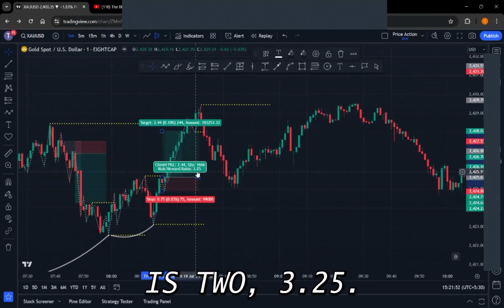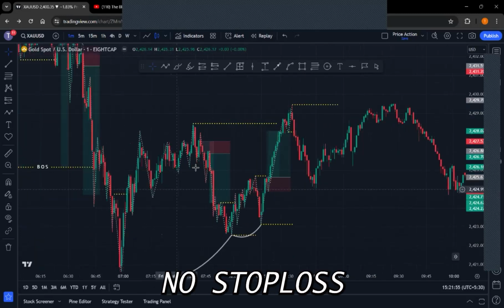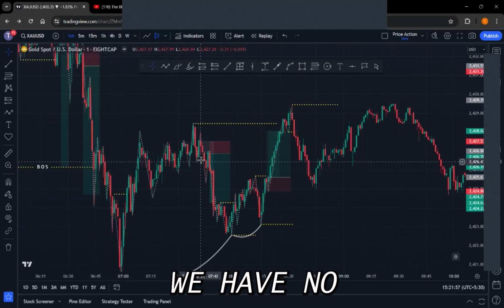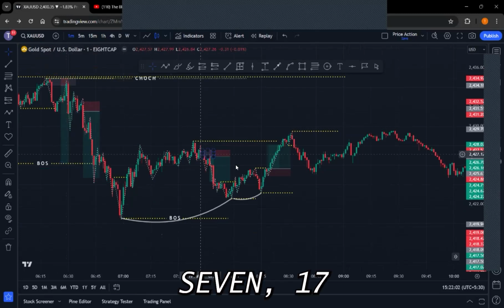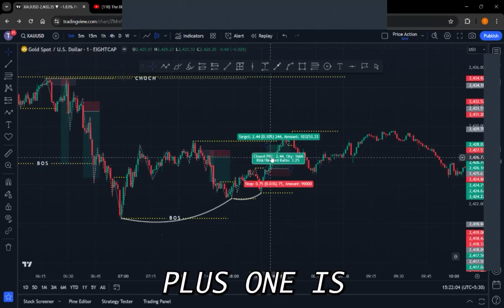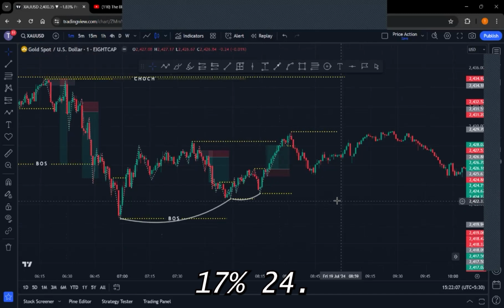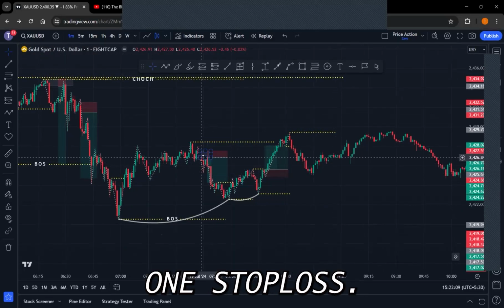So once my stop loss hits on this major inducement level over here, I have realized another 1:3.25. And you can see till now we have no stop loss except for this lower low trade. We have no stop loss in the last 4 trades. We have made more than 1:10, 1:7, 1:4, 1:3, that is 17 plus 7, about 24 risk reward in the market, minus one stop loss.